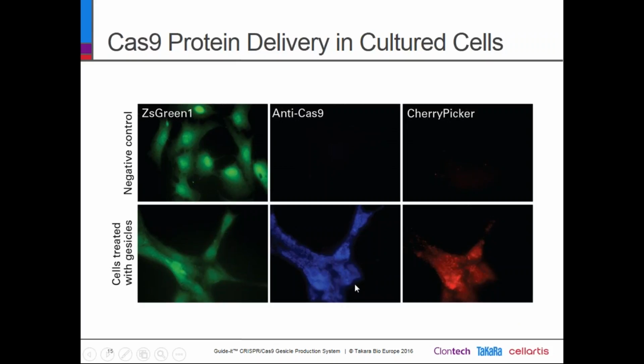So to label for Cas9 after Gesicle delivery, you need to do this quite quickly because remember, you will deliver the active protein. And it has been shown that Cas9 protein is rapidly degraded after protein delivery. So I would expect that almost all Cas9 is degraded within 24 hours. So here the staining has been done 12 hours later. This also means that here you cannot see any effect on the knockout yet because 12 hours later it's a bit early to see any effect on the fluorescence of this ZS green cassette which has been targeted.